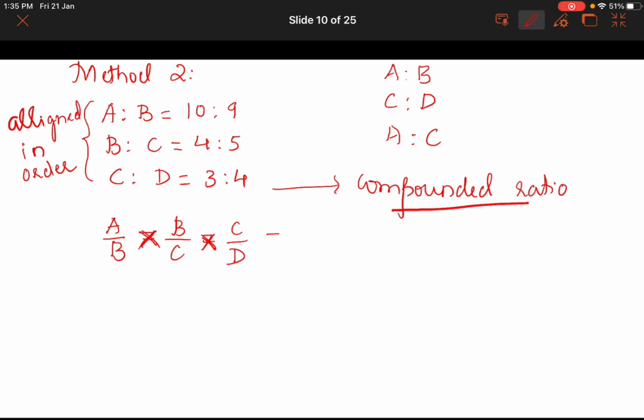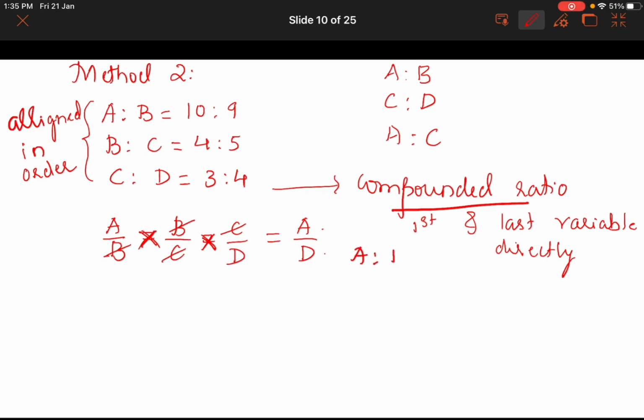Then when we multiply them, by doing this we will get the ratio between the first and last variable directly. See here, B cancels, C cancels, what remains? A and D, A by D. So this is nothing but the ratio between the first and last variable. First variable is A, last variable is D, A is to D.